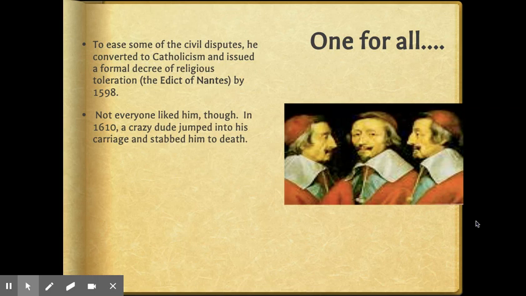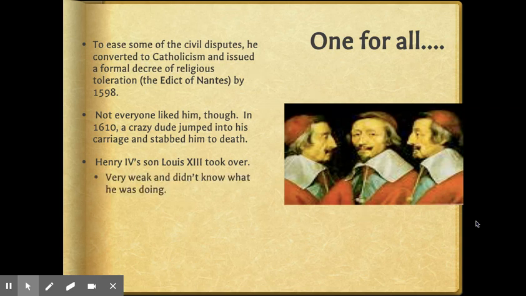And so in 1610, a dude, I believe he was Catholic, decided he didn't like this radical change, jumped into Henry's carriage and stabbed him to death, and he died. So then his son is going to take over. His son is Louis XIII. There had been a bunch of Louis before. So Louis XIII is going to take over, but he wasn't ready to be king yet. I mean, his dad is suddenly assassinated and he's thrust into the throne without much preparation.